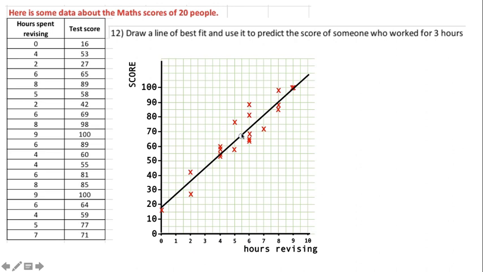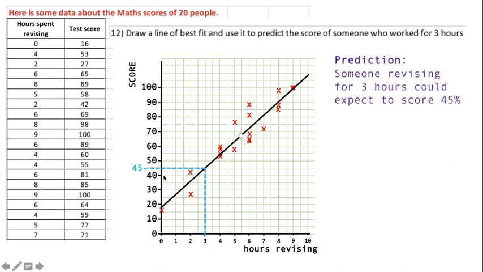But you can just plot that mean point and then fit the rest by eye, although there are mathematical methods for working out the best line of best fit that you will encounter later. So someone who spent 3 hours revising, reading up to the line from 3 hours and across, we could predict that they'd get a score of 45%.